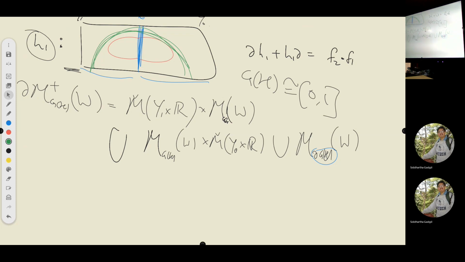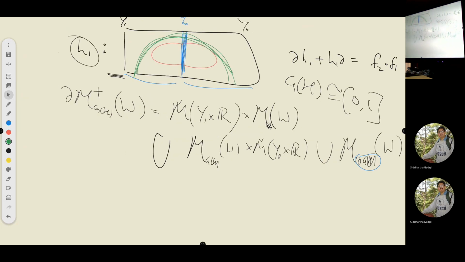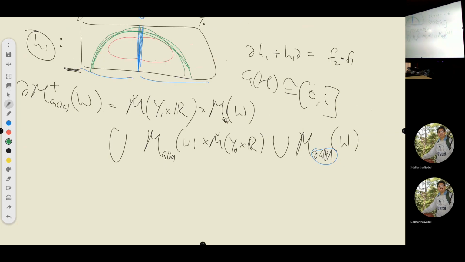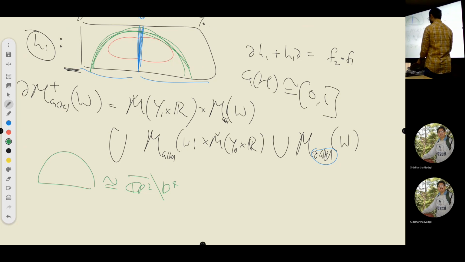So that means you have a non-trivial disk bundle over S2, basically the Hopf fibration. The boundary is going to be S3, and the disk bundle is CP2 bar, the negative of the usual Hopf fibration bundle. This object is homeomorphic to CP2 bar minus a 4-ball removed. So the boundary is a 3-sphere.